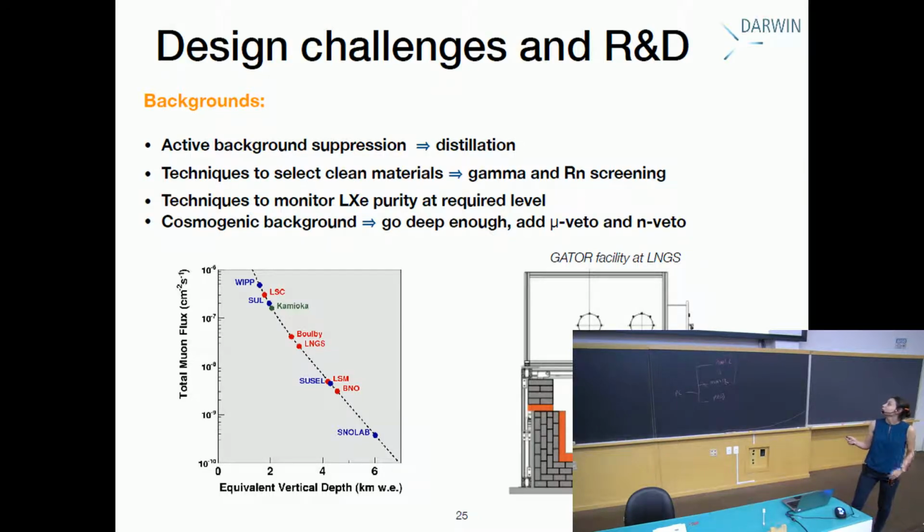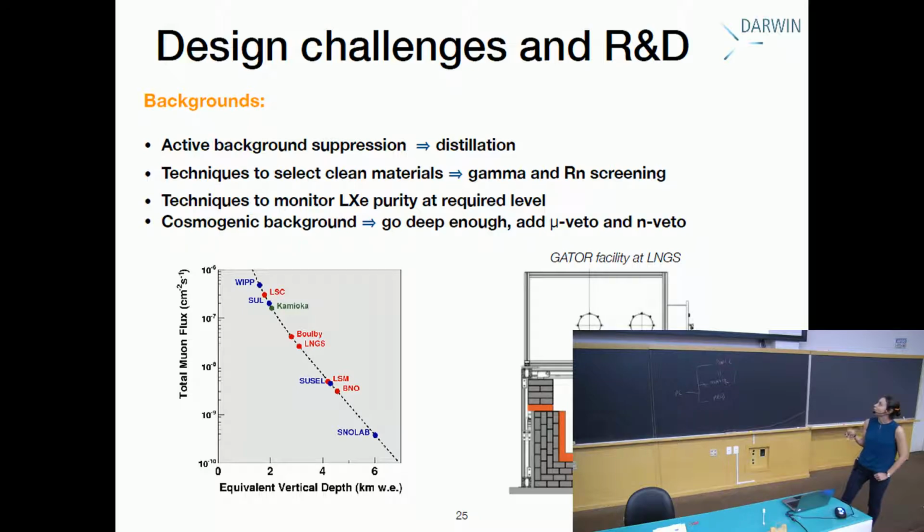And we will also have challenges in our backgrounds, since we will have far more material, and we know that the PTFE from our TPC has an emission in neutrons, for example, and we will have a larger cryostat, and we know that this also introduces background in our TPC.